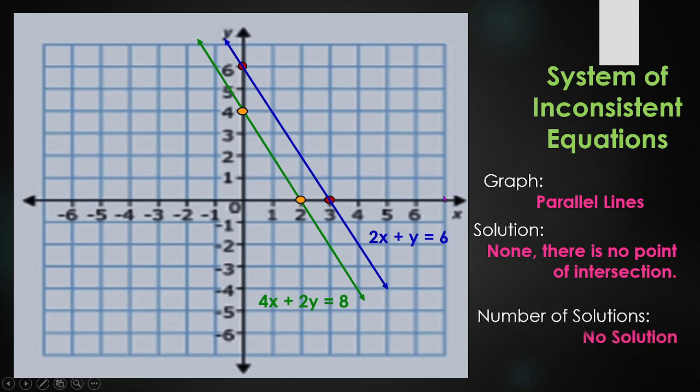So if you will be asked, how many solutions does a system of inconsistent equations have? The answer will be, it has no solution because it has no point of intersection.